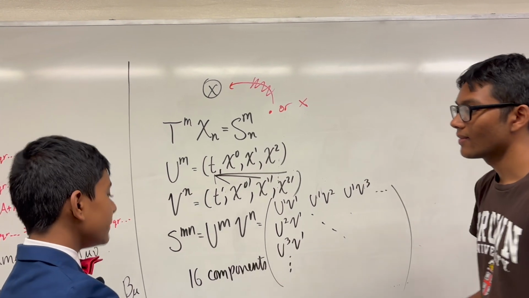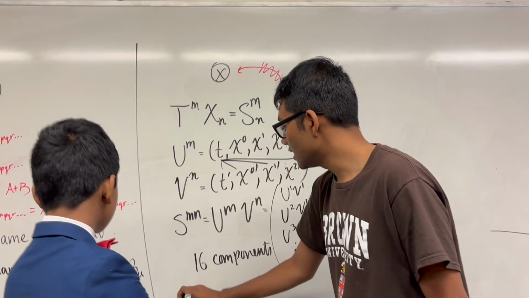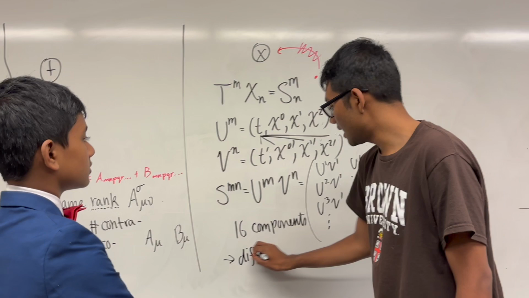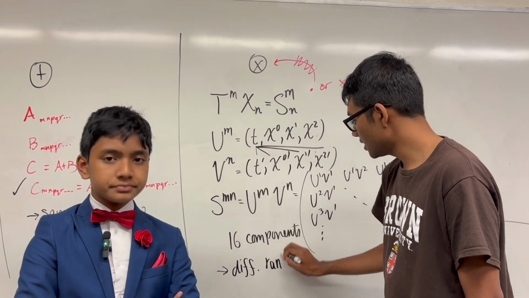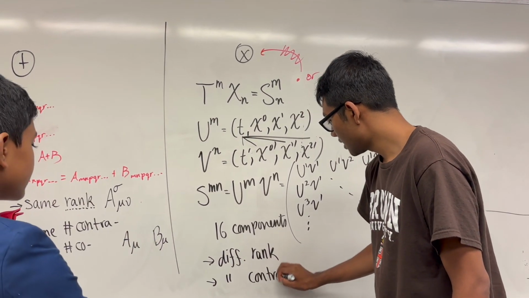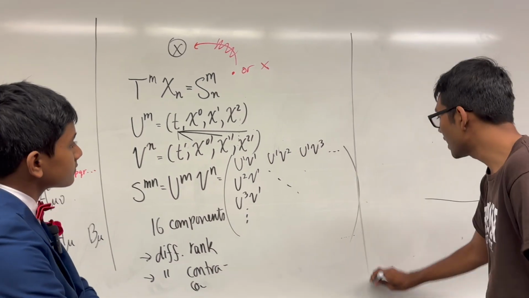Interesting. And here you don't have the same limitation as with addition. In tensor multiplication, you can multiply tensors with different rank and different number of contra and covariant indices. Okay, good. And the final operation.